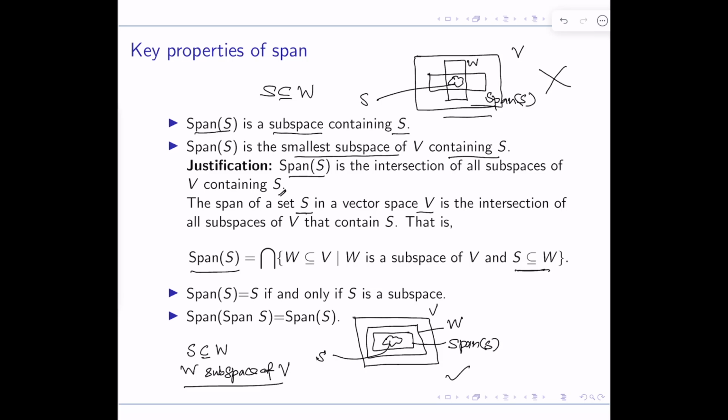Similarly, the span of S is equal to the set itself if and only if S is a subspace. And the span of span S is span S itself.